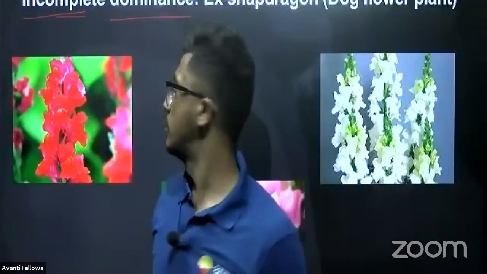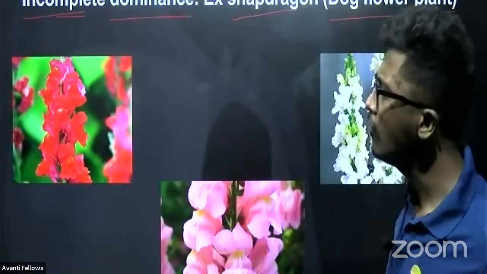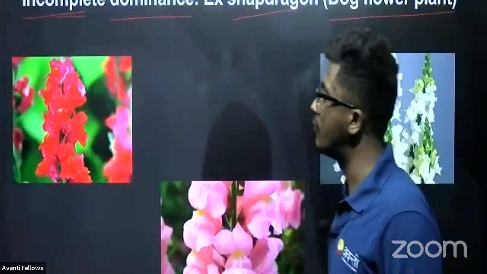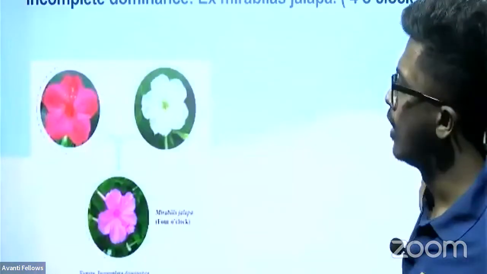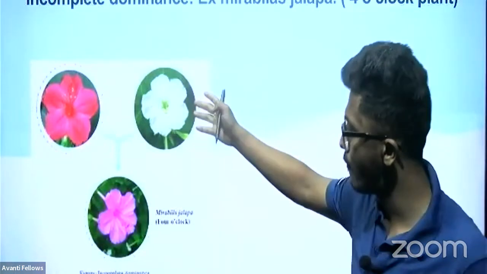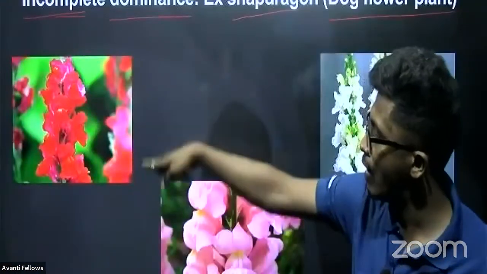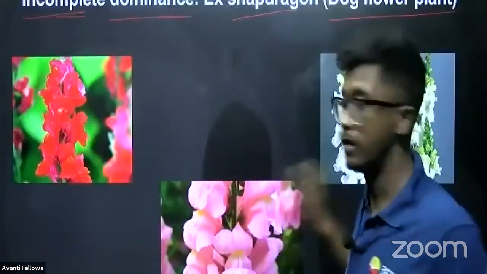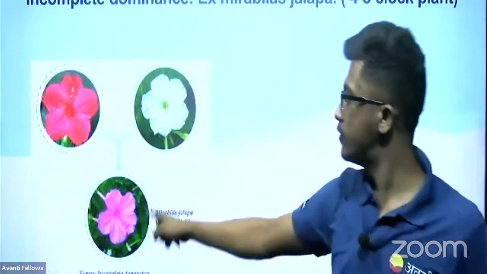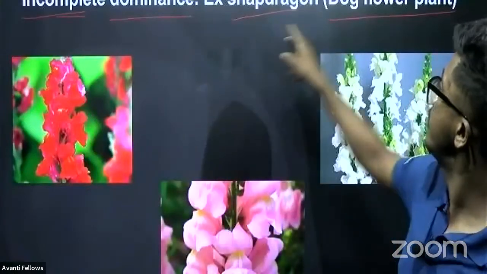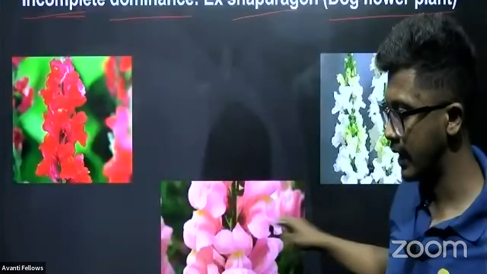Let's take another plant: a snapdragon or dog flower. In the dog flower, we are taking the color of the flower as an example. We have a red flower, we have a white flower, and then finally we are getting a pink flower here. See, this is Mirabilis jalapa, the four o'clock plant. This is how the flowers look. And here is an example of the dog flower, where we have two different plants and a different color is what we are getting.